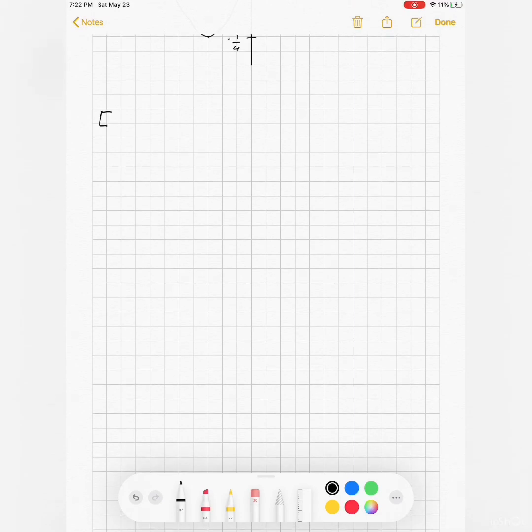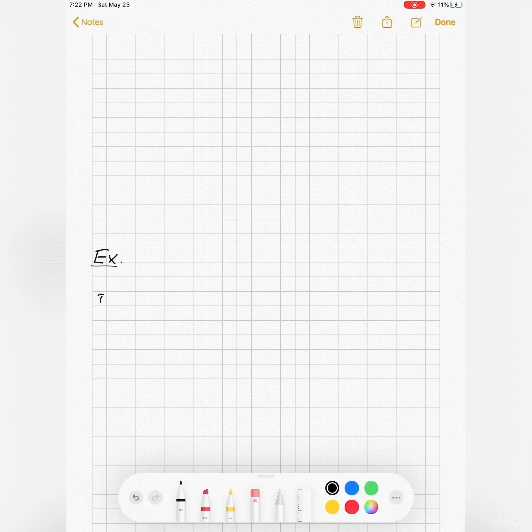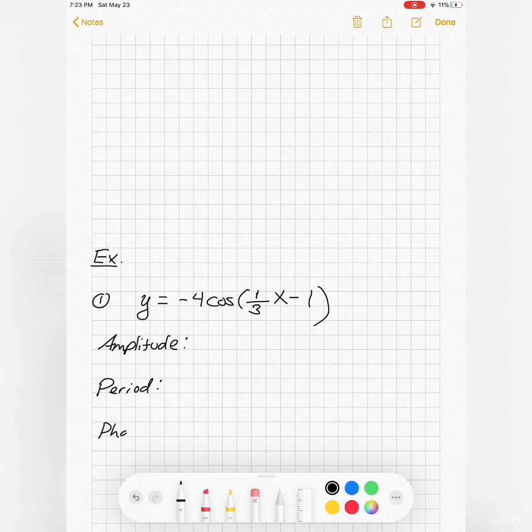Let me just write something down here. Put it here so we have plenty of space. So say I just write an equation. Let's do a third. All right, let's do that. So I'm just curious, just by looking at the equation, can we tell the amplitude, the period, and even the phase shift.